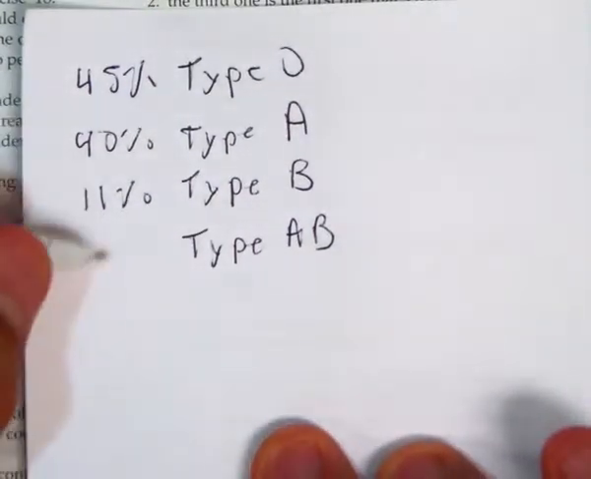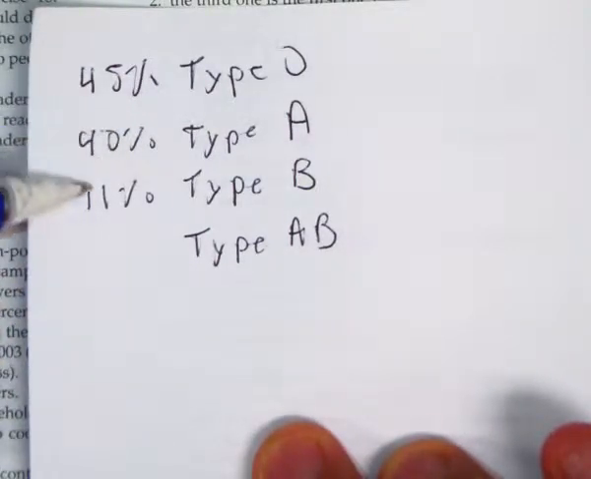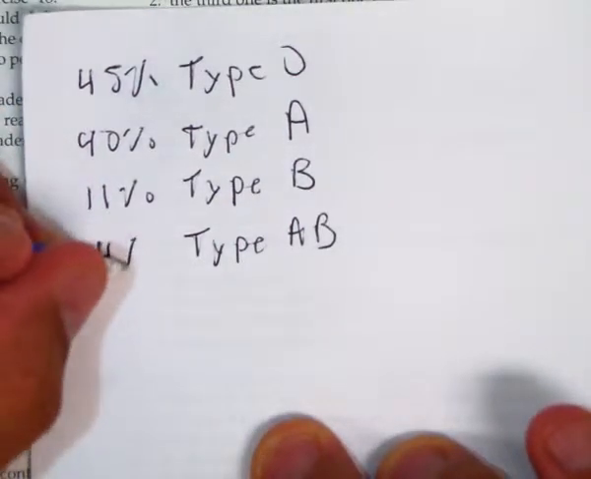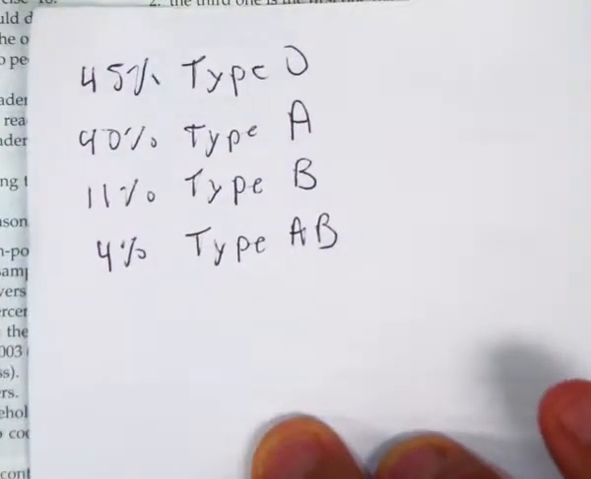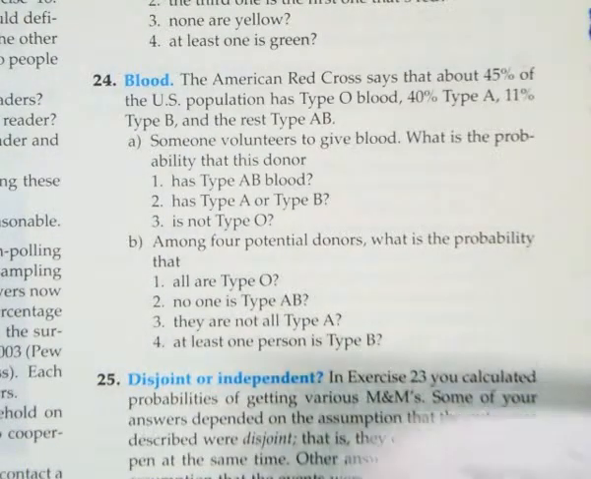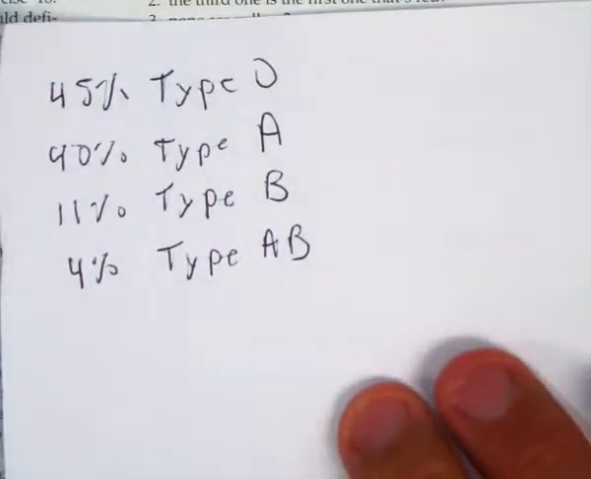Okay, so 45% type O, 40% type A, 11% type B, so that adds up to 96%. So 4% must be type AB. Okay, so let's answer question 1. What's the probability somebody has type AB blood? That would be 4%.